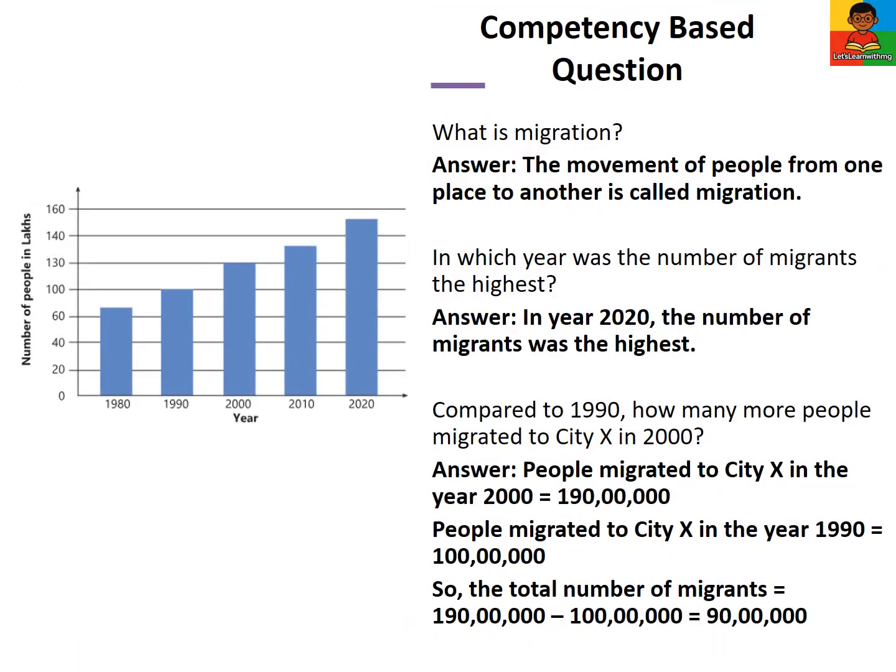Competency-based question. What is migration? Migration is the movement of people from one place to another. In which year was the number of migrants the highest? The year 2020. Compared to 1990, how many more people migrated to City X in 2000? 90,000,000 more people.